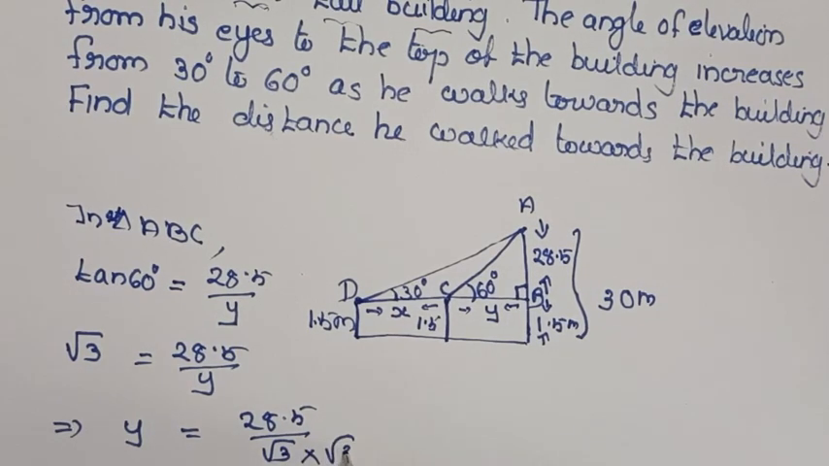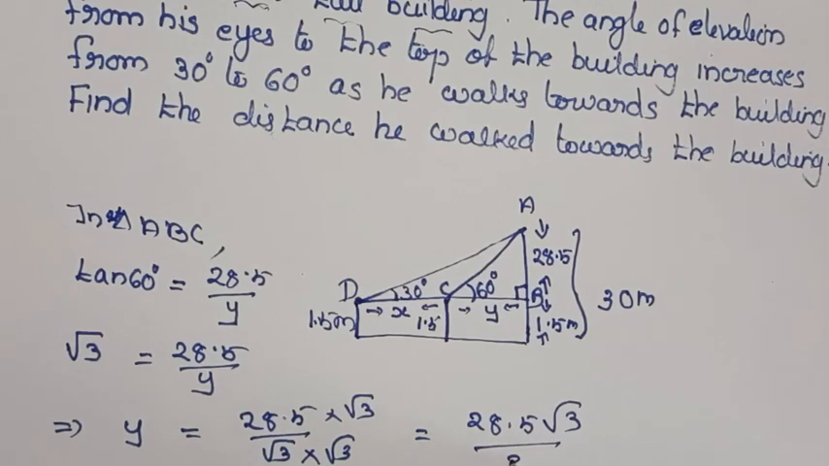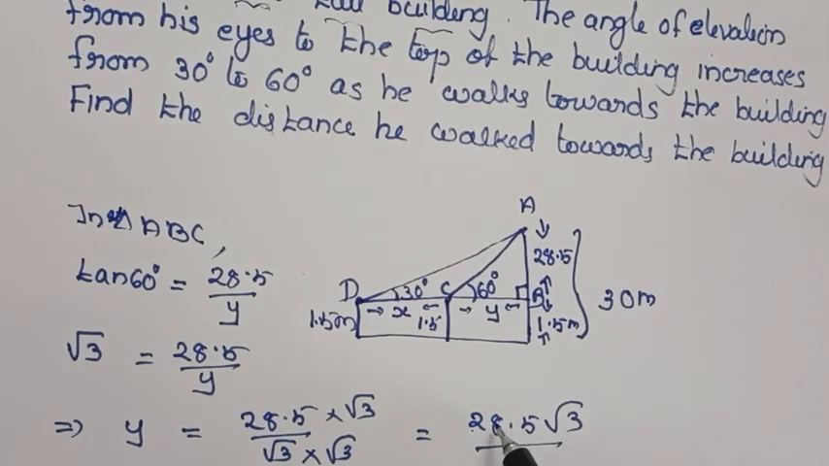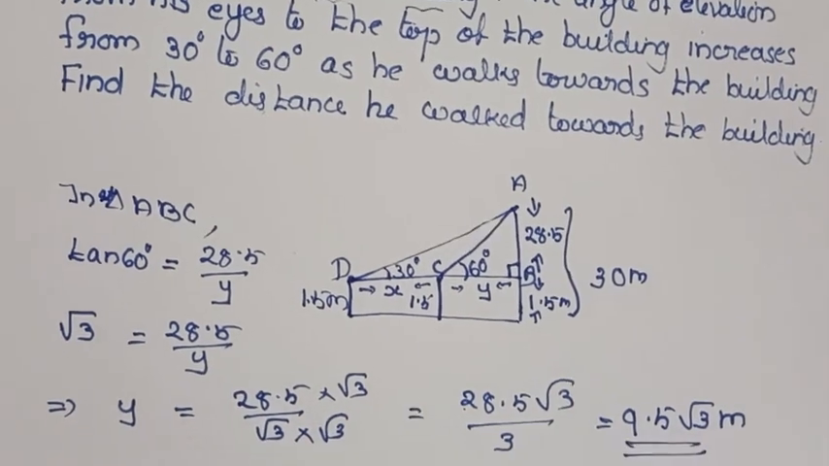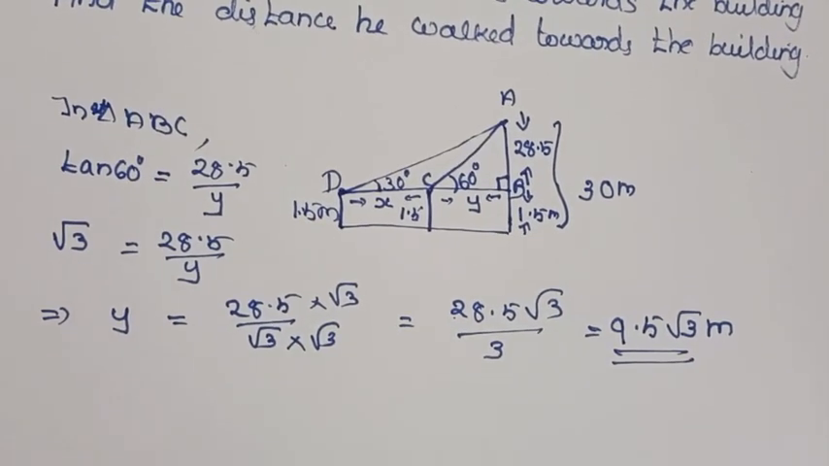Multiplying numerator and denominator by root 3, we get 28.5 root 3 divided by 3. We can cancel 3 and 28.5. It is 9.5 root 3 meters. That is, y equals 9.5 root 3 meters.